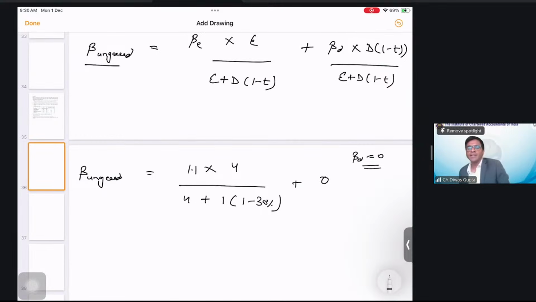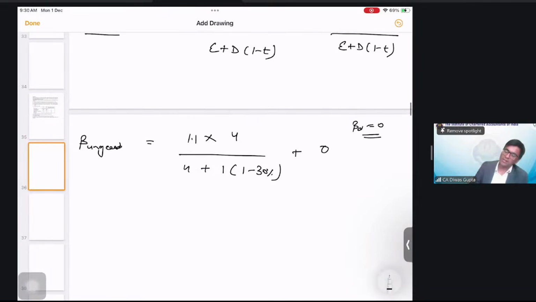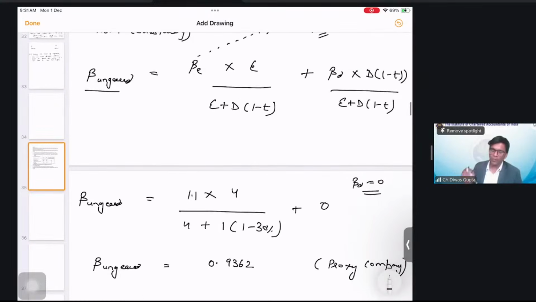So the second part of the equation becomes 0. So the beta ungeared is equal to 0.9362. This is on the basis of the proxy company that we have computed. So students, are we clear till now? Are we clear till now, students? Clear. Perfect.